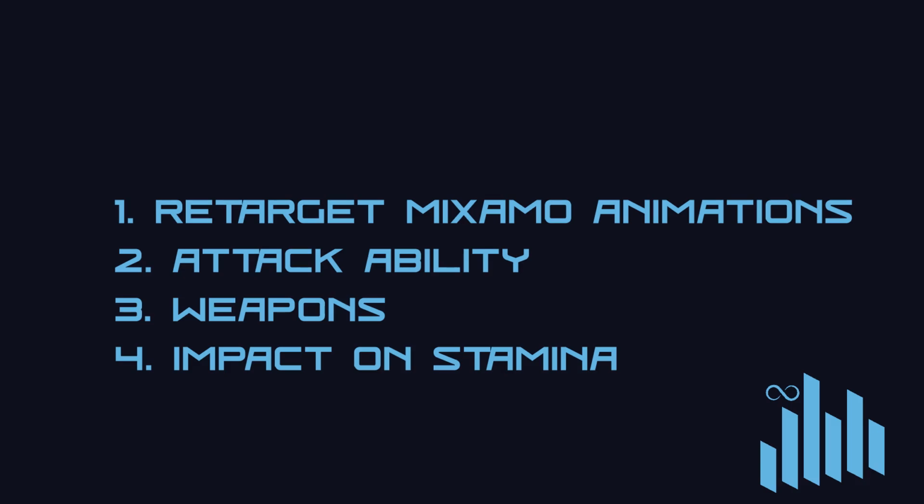We'll start by importing animations from Mixamo and retargeting them to the Unreal Engine 5 mannequin. Next, we'll set up the attack ability using the gameplay ability system. We will also create basic sword and shield weapon actors and attach them to the character. Additionally, we'll cover stamina consumption during attacks and stamina regeneration when not attacking. We have a lot to cover, so let's dive right in.